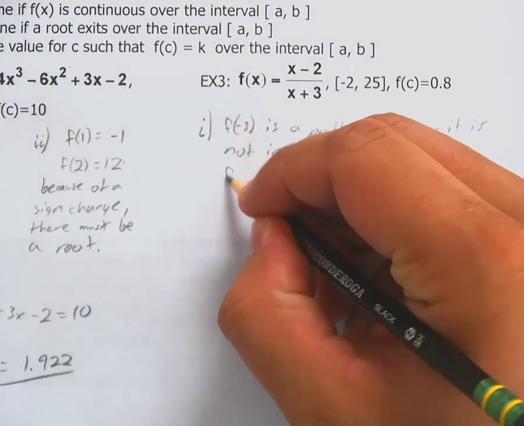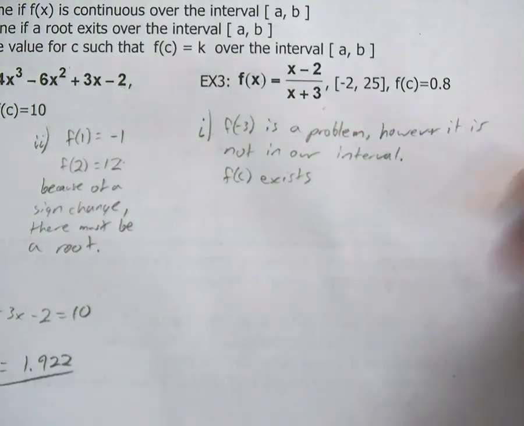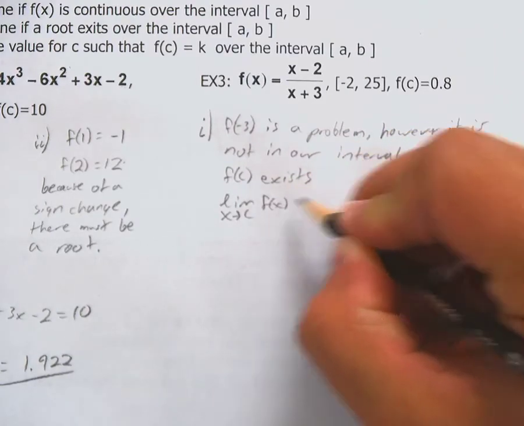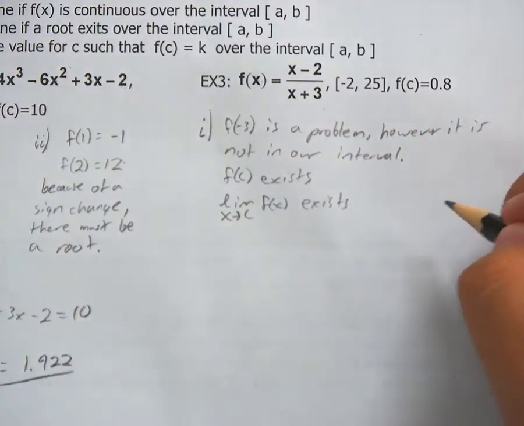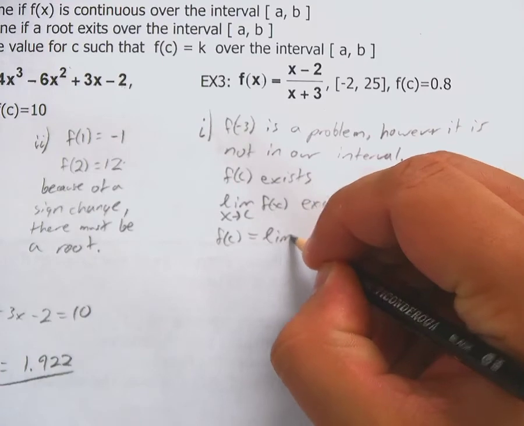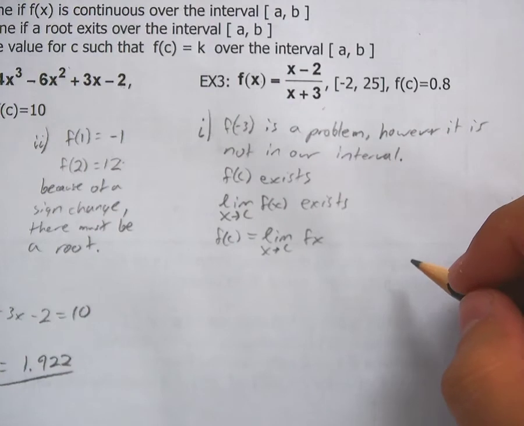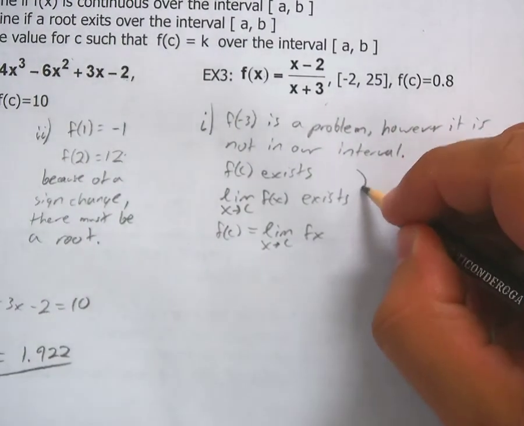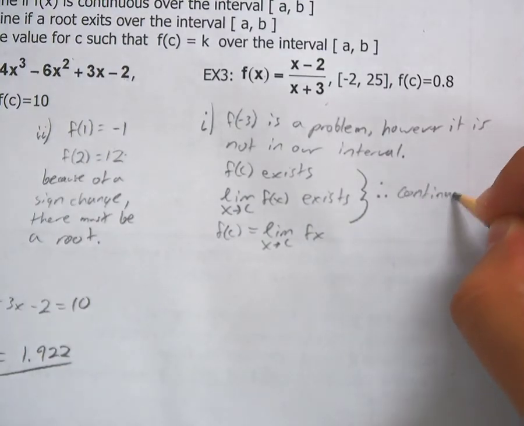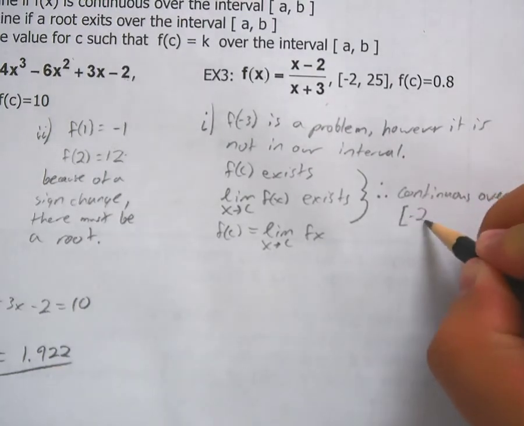As a result of that, f of c exists. The limit as x approaches c of f of x exists, and f of c is equal to the limit as x approaches c of f of x. Because of all this, we can say, therefore it's continuous over the interval negative 2 to 25.